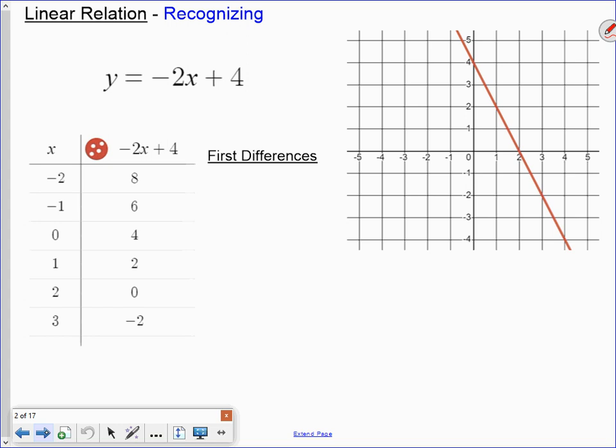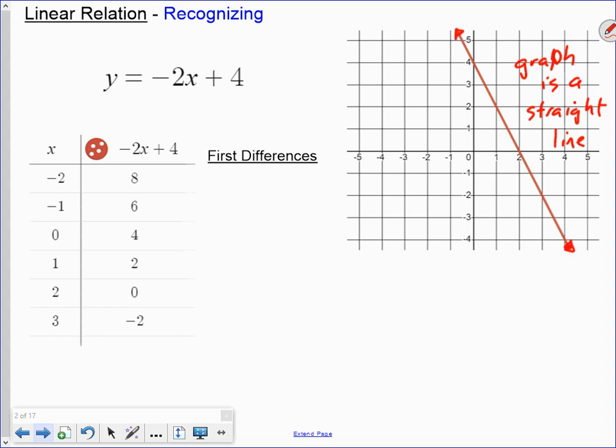And just by looking at the graph, we know that this is the graph of a linear relation because the graph is a straight line. That's how we know it's linear. Linear just means it's a line. So looking at the graph, we know right away that it's a linear equation.